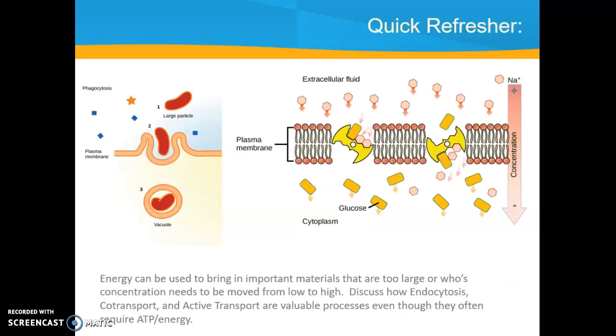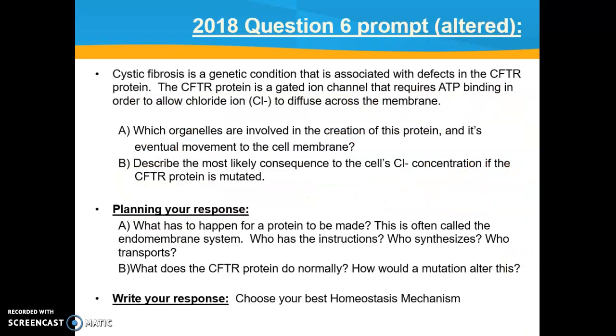The last part of this video looks at some active transport processes such as endocytosis, exocytosis, ion channels that use ATP, and so on. Here is an FRQ from the 2018 exam, and it's talking about cystic fibrosis. There's a protein called the CFTR protein that's a gated ion channel that requires ATP in the cell membrane. It allows chloride ions to diffuse across the membrane. Take a second, look at the prompt, and then we'll work through this prompt together.